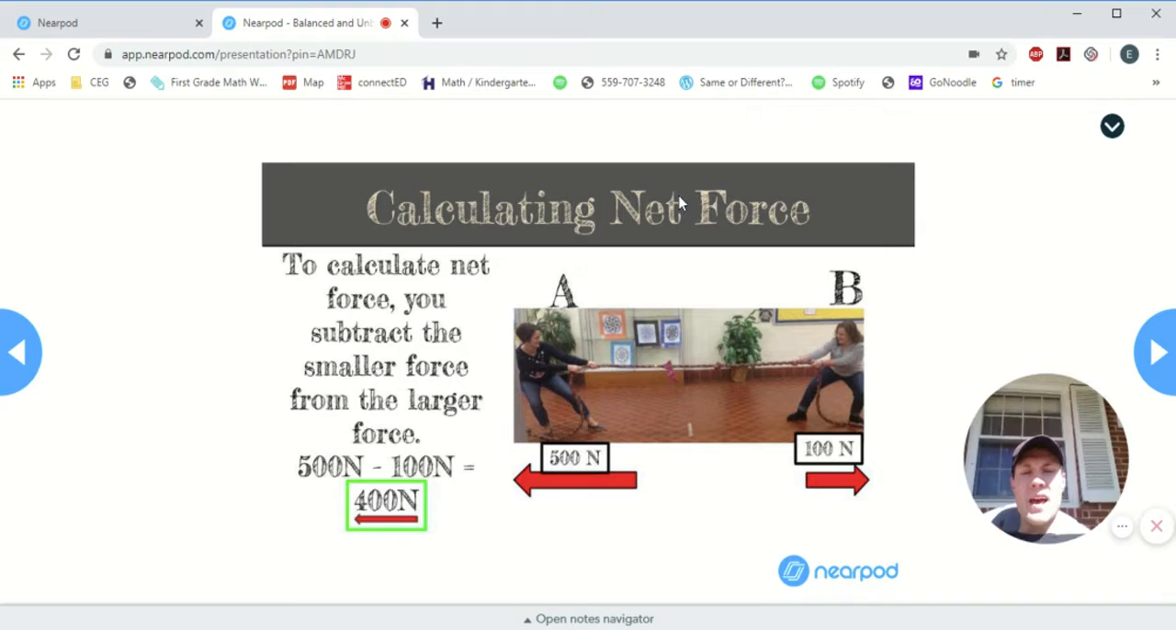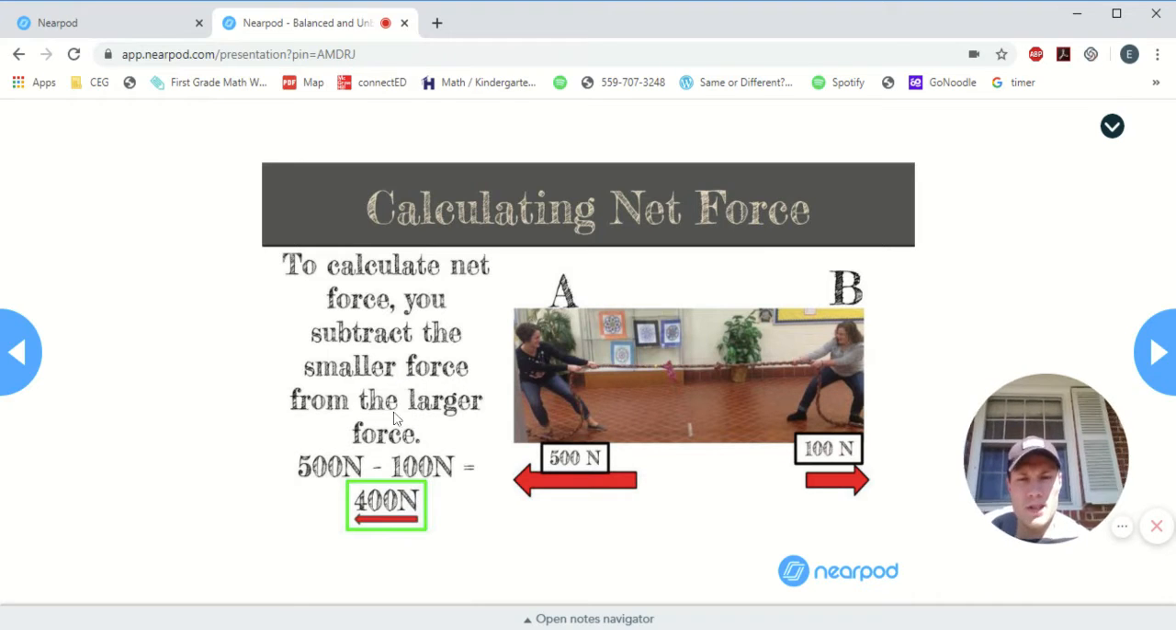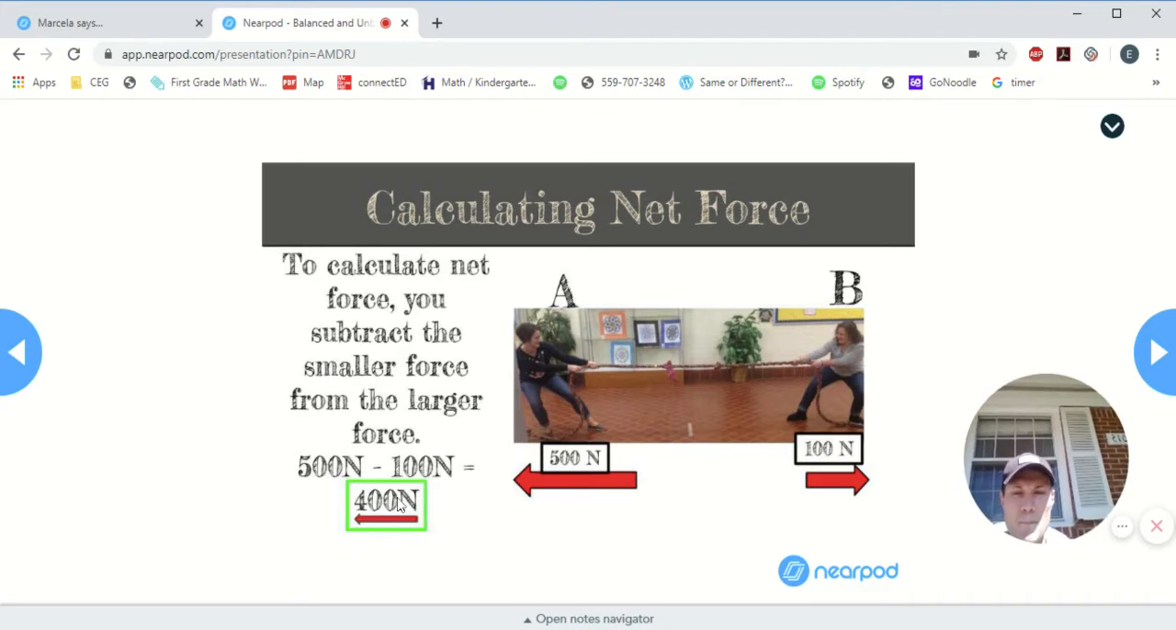So when you're calculating the net force, it's actually pretty simple. We've talked about this before. You subtract the smaller force from the larger force. So in this example, 500 and 100, you take the larger force, you take away or subtract the smaller force, and your total force is 400 newtons towards the left. So the forces, since they're going opposite directions, cancel each other out. But since this one is 400 bigger, the force is going to the left. We're going to practice this.